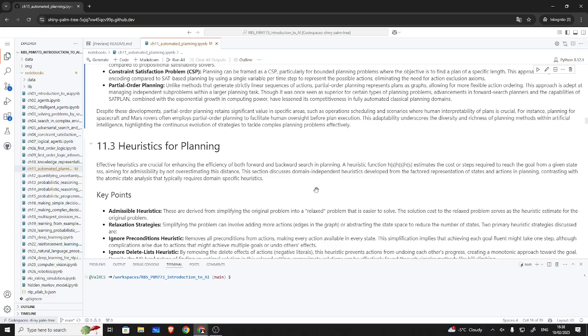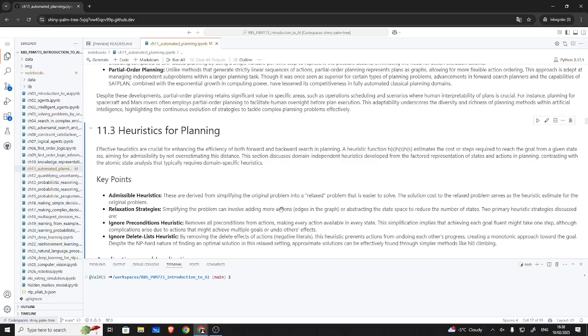Maybe we want to navigate through a city, and we ask what will happen if flying is allowed. That would be the most efficient. We have a jetpack, we can go in a straight line, and that would be a relaxed version of the problem. Everybody has jetpacks. So we can add more actions, add edges in a graph.